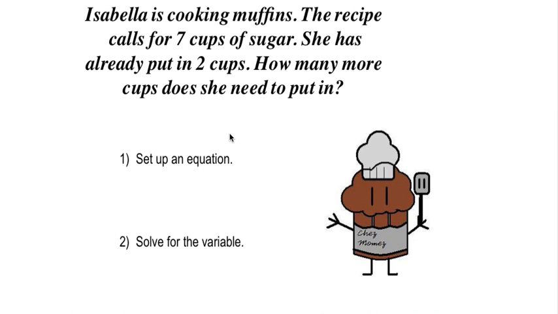Second step, we need to define the variable. So we don't know how many cups she needs to put in. So why don't I say C equals number of cups. Okay, so it calls for 7 cups of sugar. She's already put in 2 cups. So we don't know what C is, the number of cups she needs to put in.